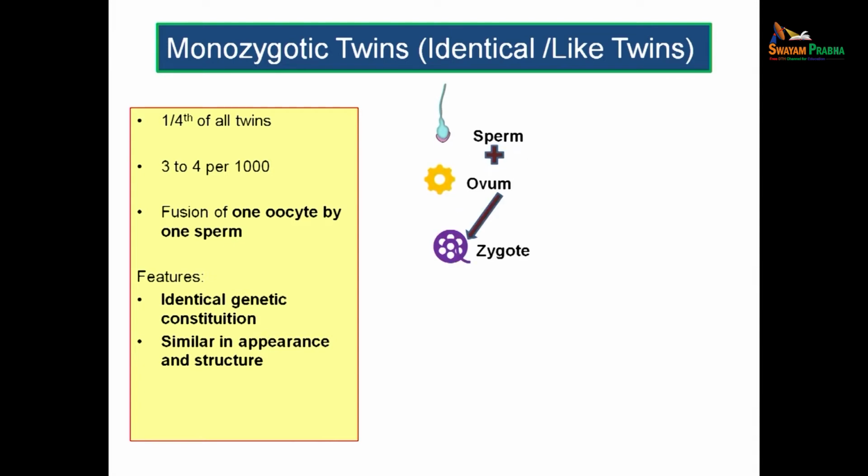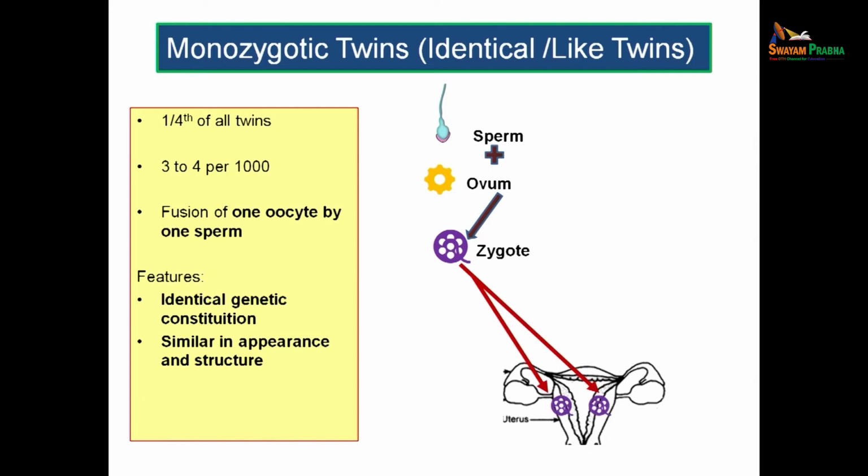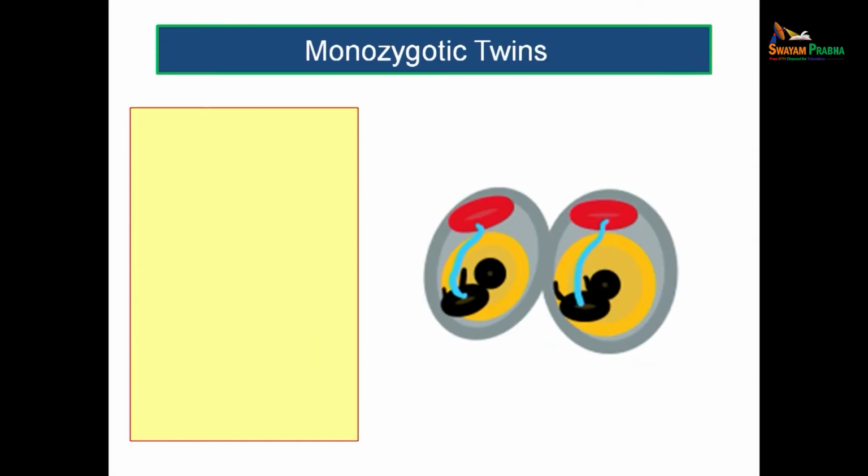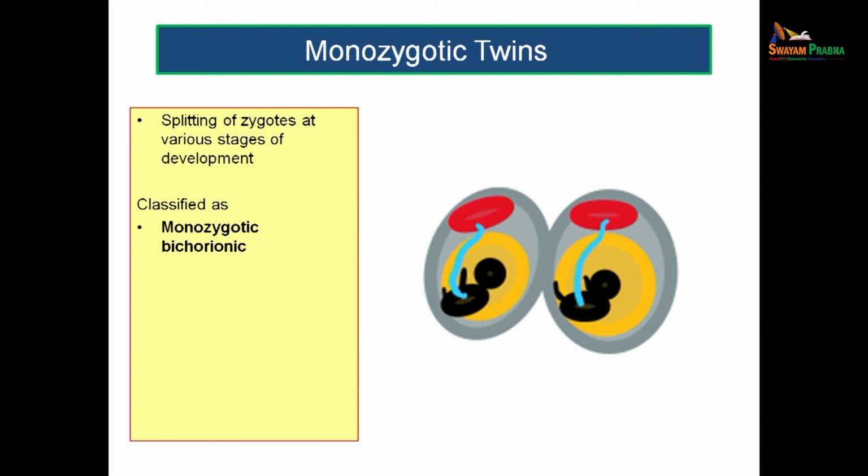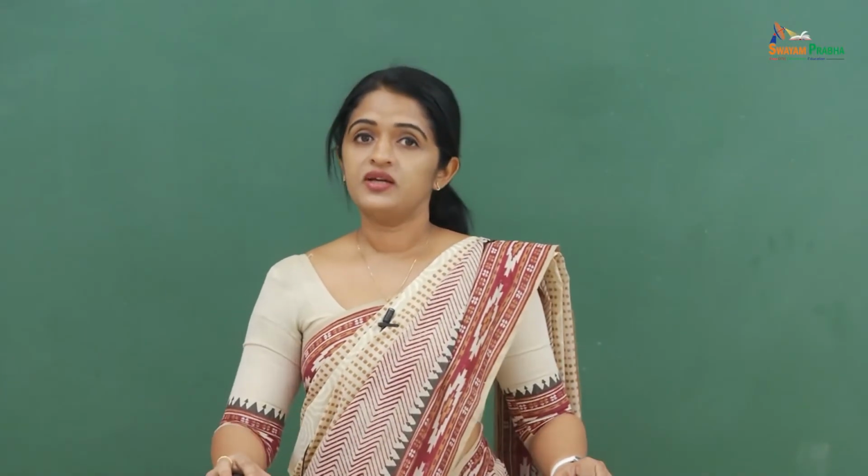This is the sperm which is fertilizing the ovum, and these two will be giving rise to a single zygote. Further, what happens is this single zygote will be splitting into two and they will be getting implanted. Monozygotic twins are classified according to the splitting of zygotes in various stages of development. So, the first classification is monozygotic bichorionic.